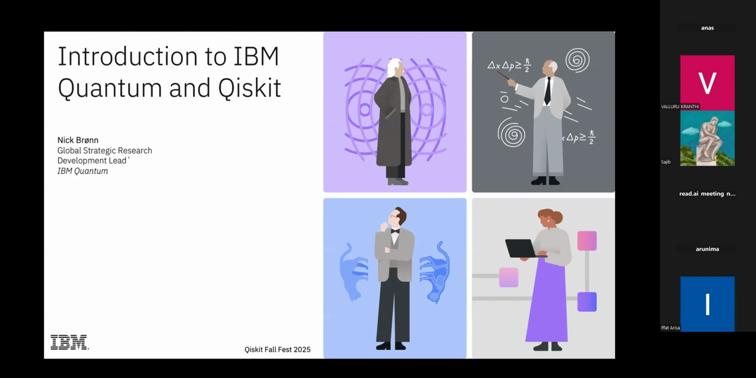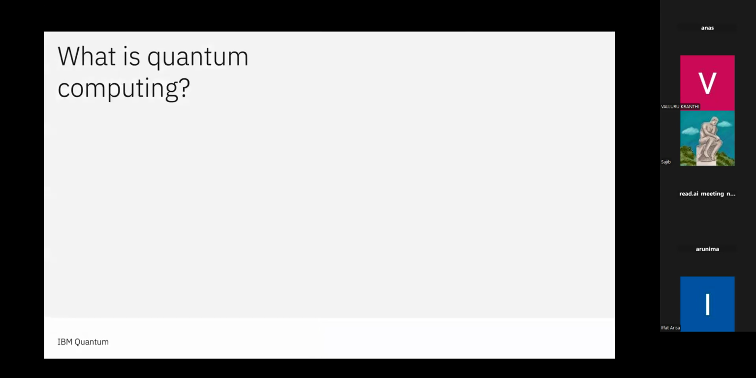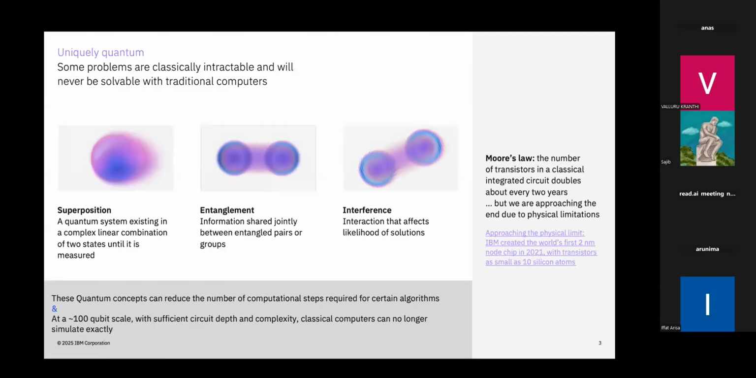So I'm going to start from the beginning, so everyone gets on the same page. We're going to talk about what is quantum computing. In order to do that, we need to introduce three concepts from quantum mechanics that are going to allow us to power the ability for quantum computers to do amazing things.